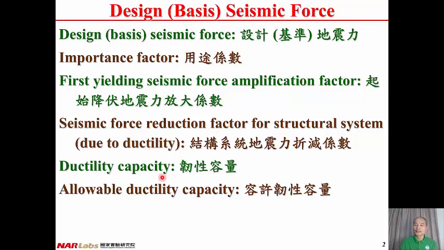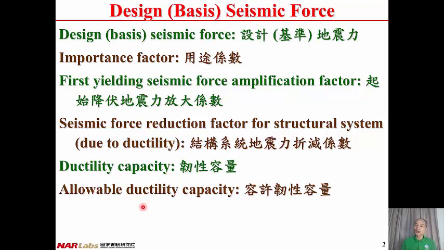Ductility capacity, in Chinese 韧性容量, is the ratio between ultimate displacement and yielding displacement. If the structure has no ductility, the ultimate displacement is the same as the yielding displacement. Therefore, the ratio of the ultimate displacement to the yielding displacement becomes 1, and the structure has no ductility. The higher the ductility capacity, the more ductile the building.